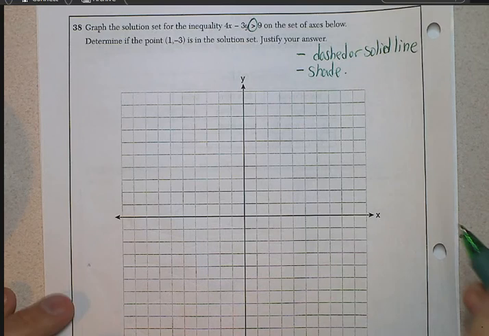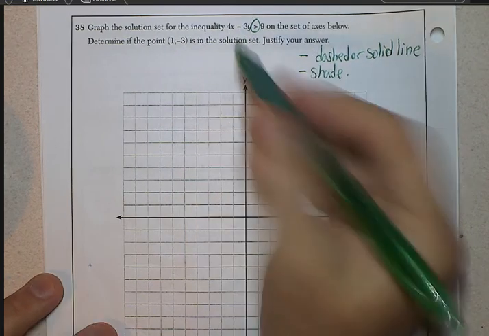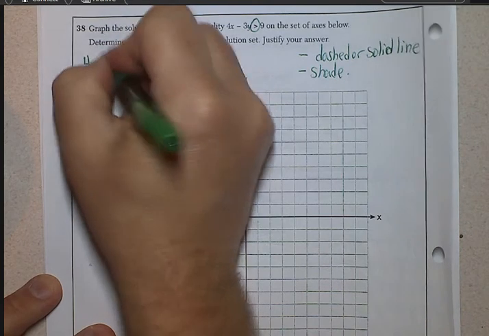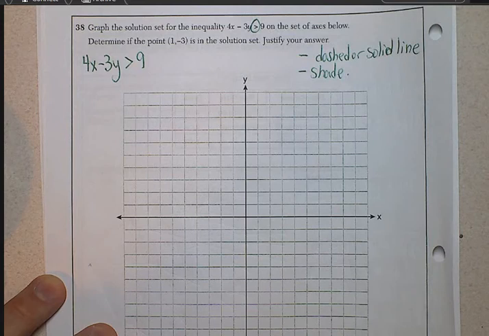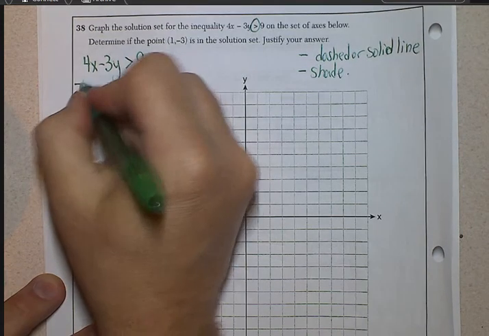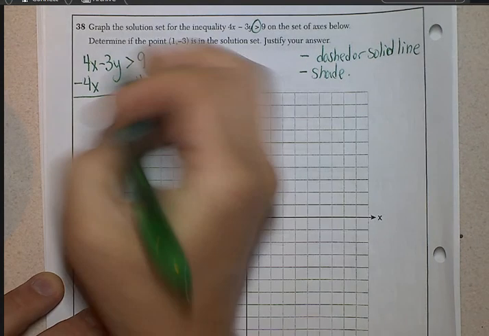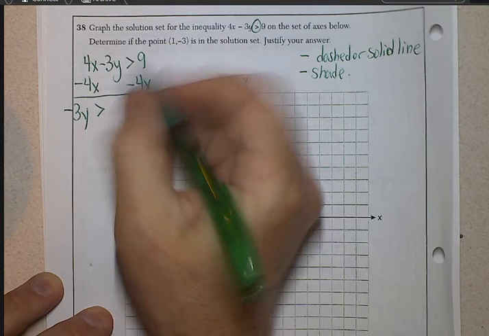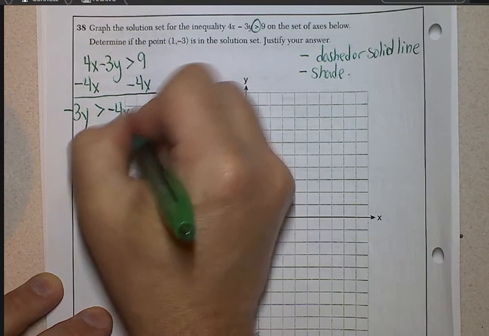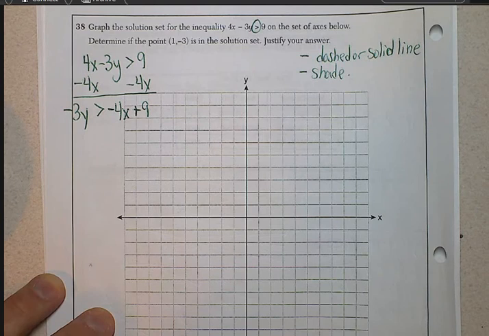All right, x is being raised to the first power, y is being raised to the first power, so this is linear. So what we have to try to do is get y by itself. So let's just take our time. If we get y by itself, I'm going to move the x over first. That gets me negative 3y is greater than a negative 4x. It's a positive 9. All right, I got to get y by itself.